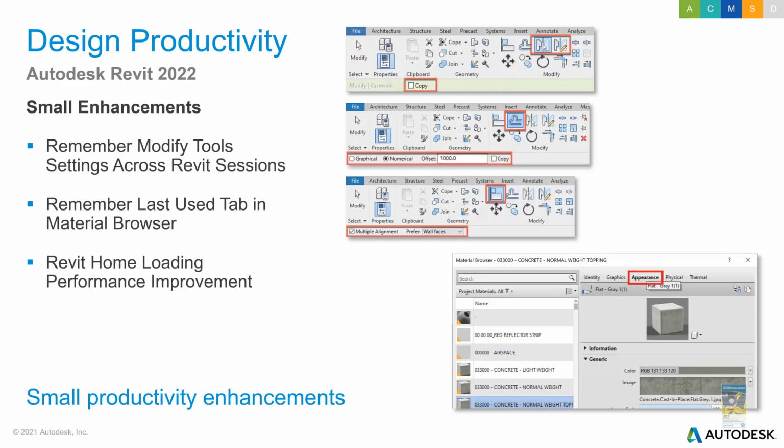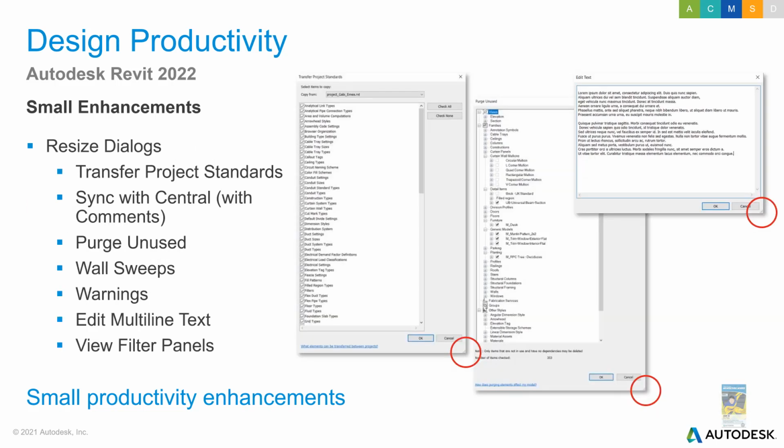You have little enhancements like it remembering your settings under options when you're doing specific commands like mirror or offset or align, and then under appearance as well for your material browser dialog box. So it remembers a lot of content, whereas before it wouldn't remember. Other small enhancements, being able to resize a lot more dialog boxes, such as your transfer project standards, sync to central, purging, wall sweeps, and so on.